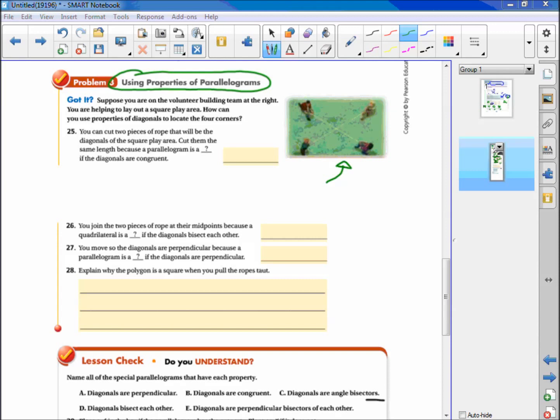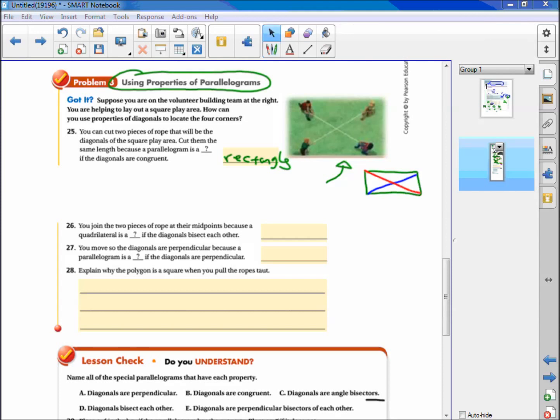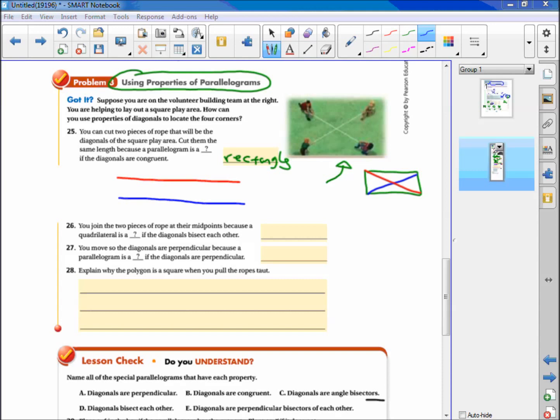You could cut 2 pieces of rope that will be diagonals for the square play area, and you want to cut them to the same length because a parallelogram is a rectangle if the diagonals are congruent. So if we have a rectangle, then this diagonal, the blue, should be congruent to this one. If we cut our blue and red ropes to the same length, then those will be our diagonals for our square play area. This will guarantee us right angles.